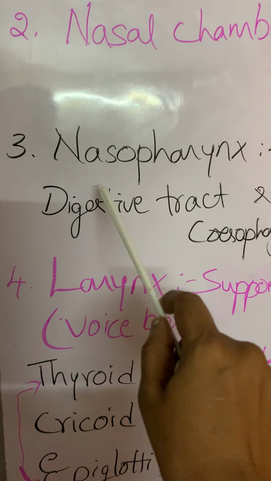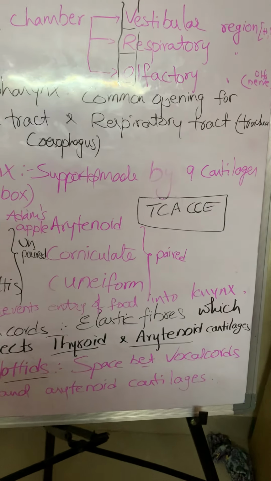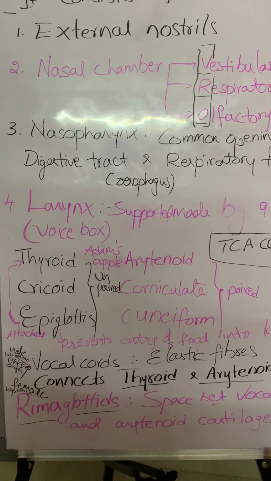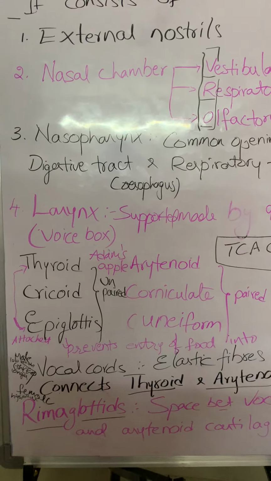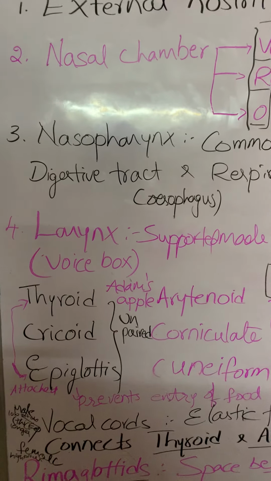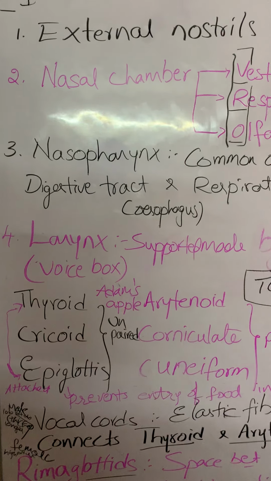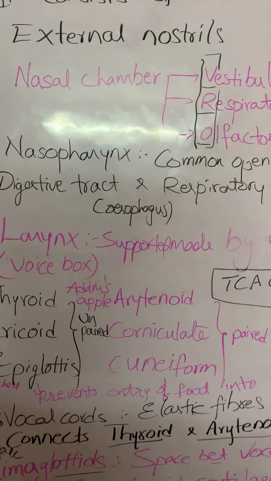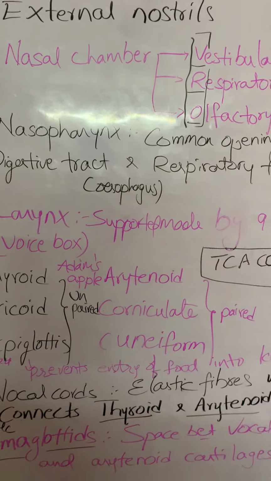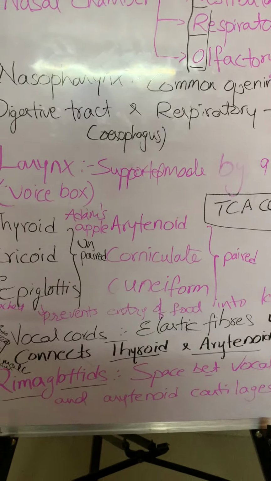Next, the nasal chamber opens into the nasopharynx. The nasopharynx is a common opening for the digestive tract and the respiratory tract. The pharynx is a common passage for digestive and respiratory tracts. The nasopharynx opens into the oropharynx, and the oropharynx opens into the larynx through an opening which is known as the glottis.